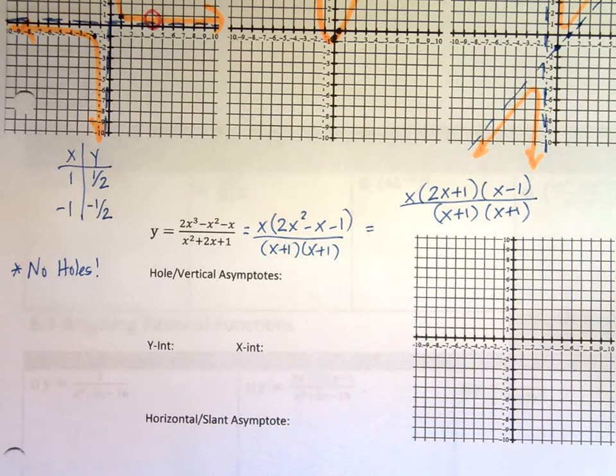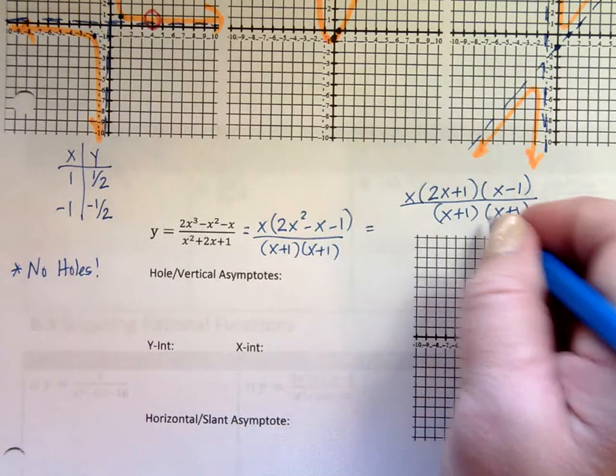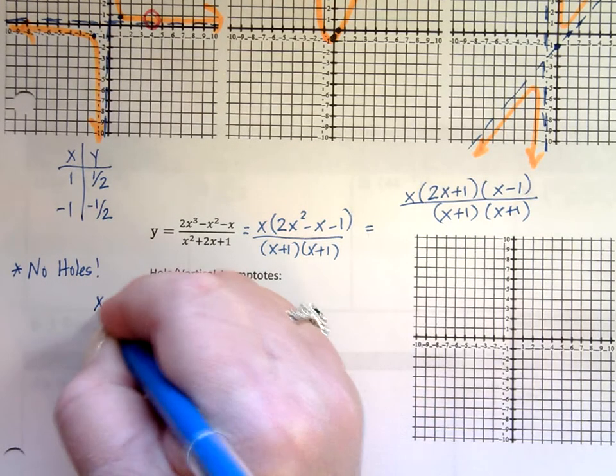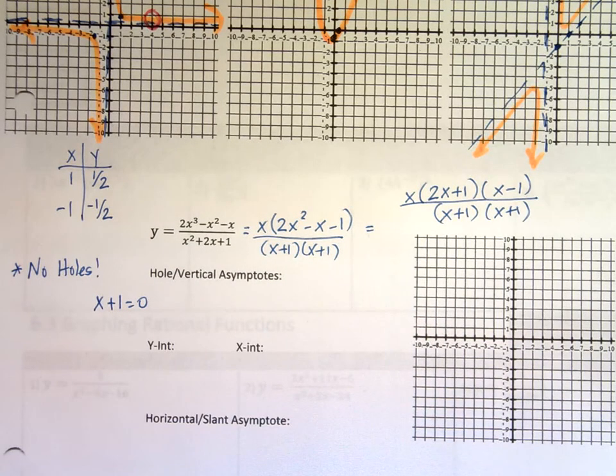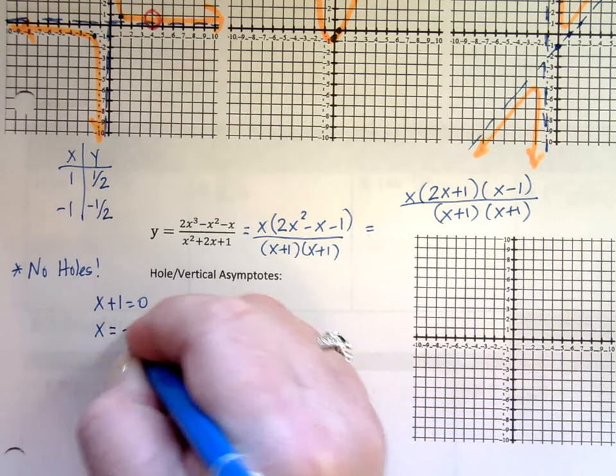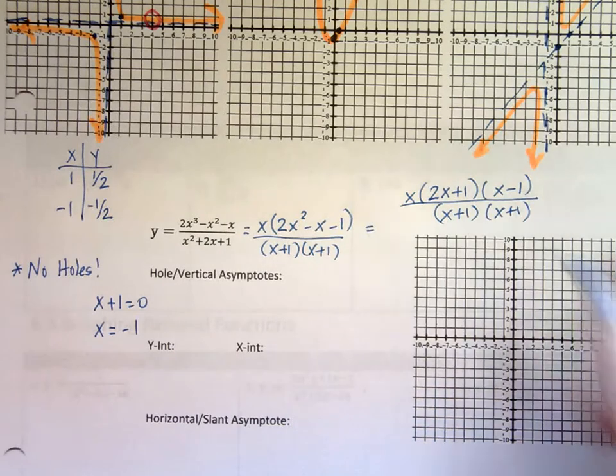There are no holes. Let's go for the vertical asymptote. My vertical asymptote is going to be set the denominator equal to 0. Well, I have x plus 1 equals 0. And I have it again, x plus 1 equals 0. Do I need to write it twice? No. You just need to know where that's going to happen, and that's going to be at x equals negative 1. So let's put that on our graph. At negative 1, I have a vertical asymptote.